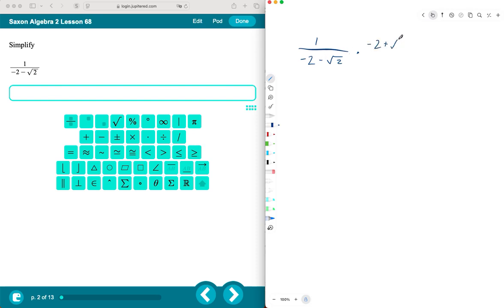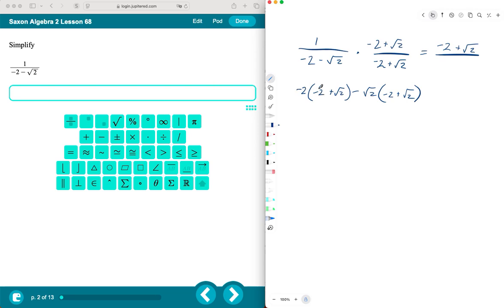Times -2 plus square root of 2 over -2 plus square root of 2. So basically we're multiplying this fraction by a value of 1 that is a different operation from what's between the coefficient and the second term, which is a radical. So 1 times this would just be this for the numerator. Now we split it, -2, -2 plus square root of 2, and then we have a negative square root of 2 times the denominator of -2 plus, positive, the square root of 2.